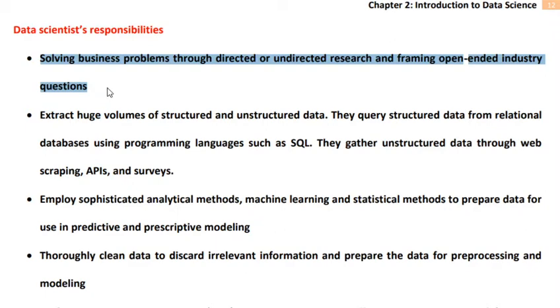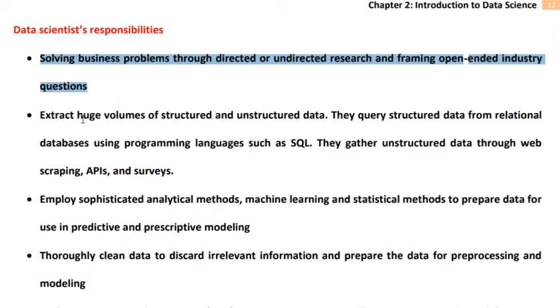And frame open-ended industrial questions because as we've already learned in the first phase of the data science life cycle, what we tend to do is frame questions for determining the objectives that are to be attained from a business model, right? So this is very much essential. So data scientists are assigned with the activity of providing solutions to the business problem and framing open-ended industrial questions.